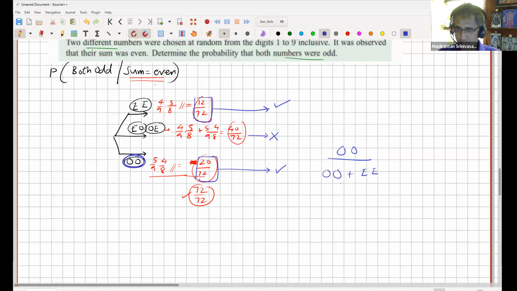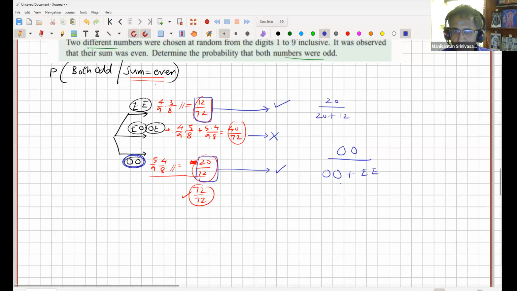Right? OO happened or EE happened. Of that, what fraction is OO? That's all the conditional probability is. Right? So that's easy, right? So it's 20 out of 20 plus 12. I'm removing the divide by 72 in all cases.